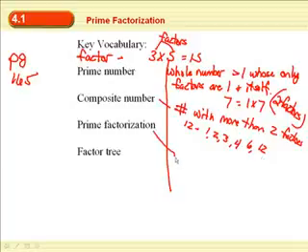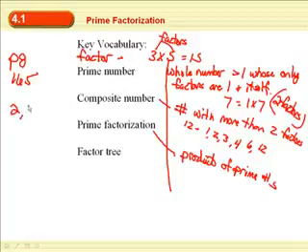I guess I don't leave enough room, so I'll draw a line down here. Okay, that's when you can take a number and write it as the product of prime numbers. So for example, the first prime number is 2, then 3, then 5, then 7, 11, and so on.